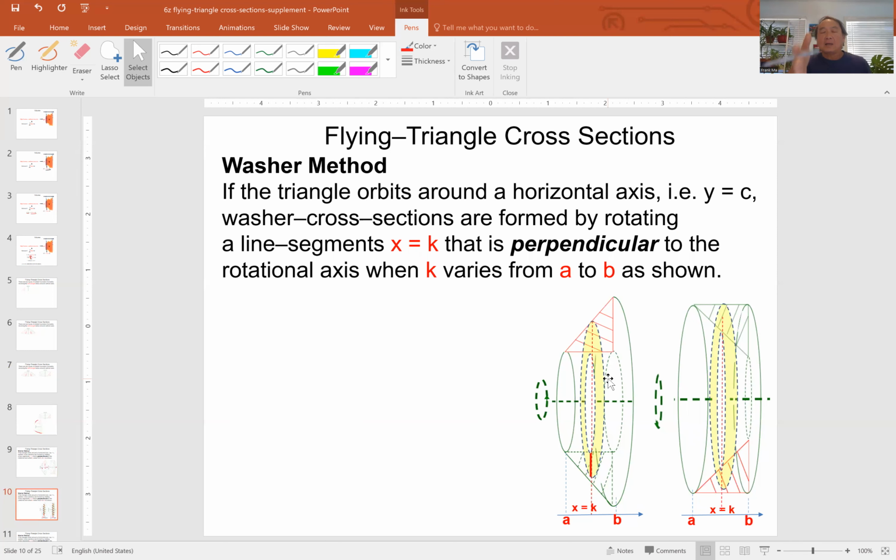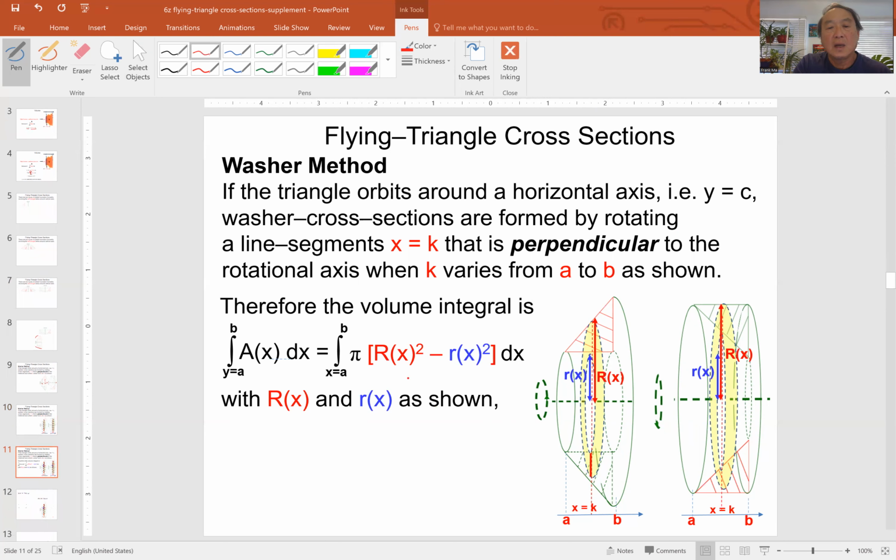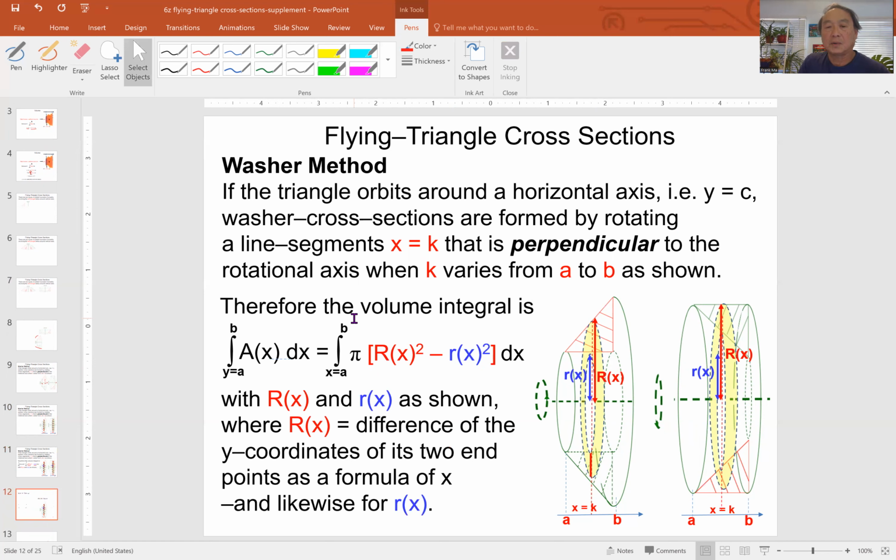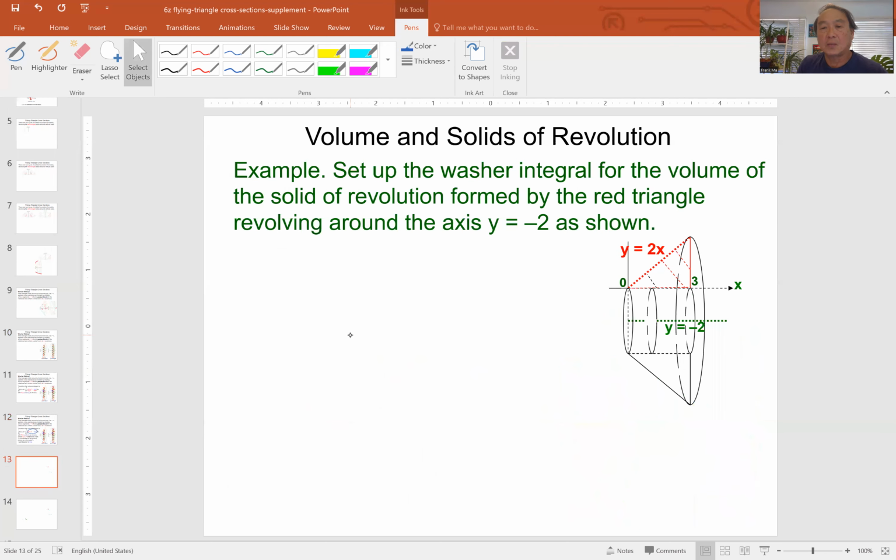If we slice vertically across the axis of spinning, in this case the x-axis, we get rings, and the area of a ring is very simple. It's pi big R squared minus pi little r squared; take the pi out, and that's the cross-section area. Therefore, the volume is the integral of the cross-section area. Here's the formula, and here's an example.